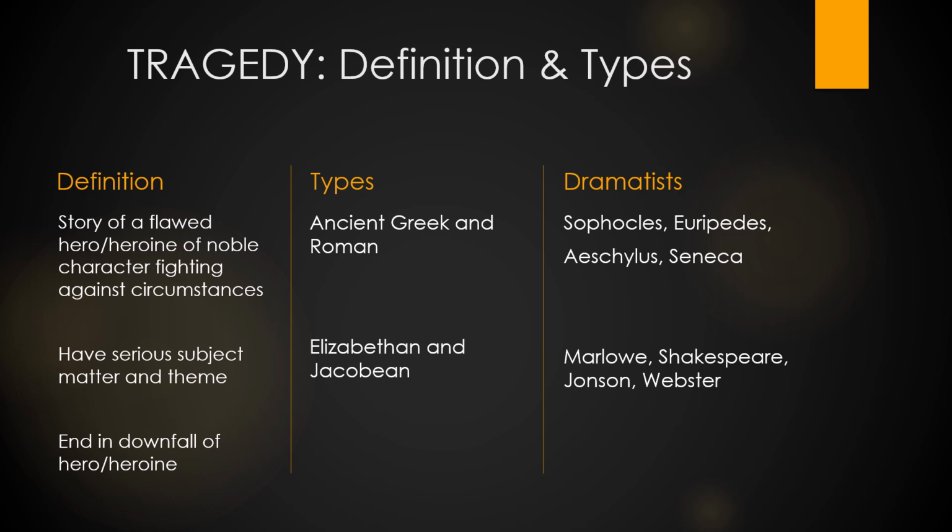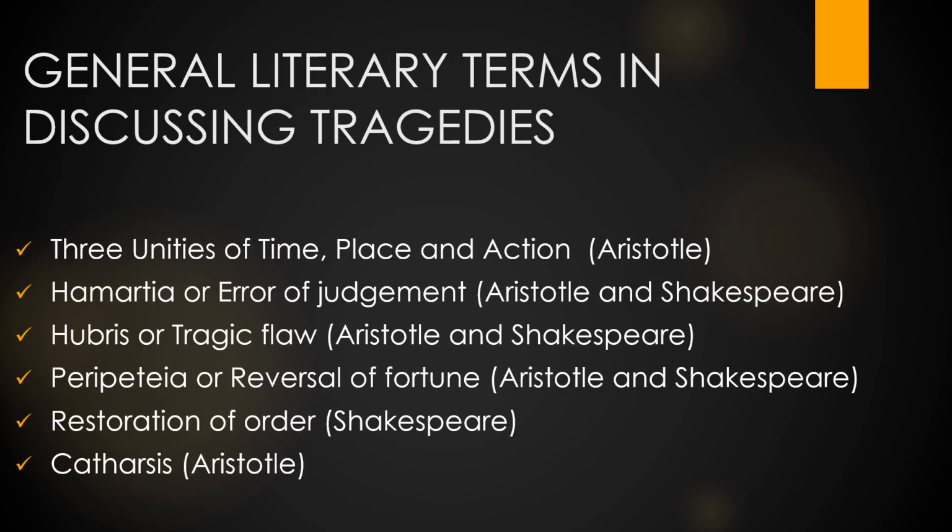Sophocles, Euripides, Aeschylus, Seneca are the ancient Greek and Roman dramatists, while Elizabethan and Jacobean dramatists are Marlowe, Shakespeare, Johnson, and Webster. So the next slide. This is important because they may come up when we discuss the tragedies; these are the literary terms.